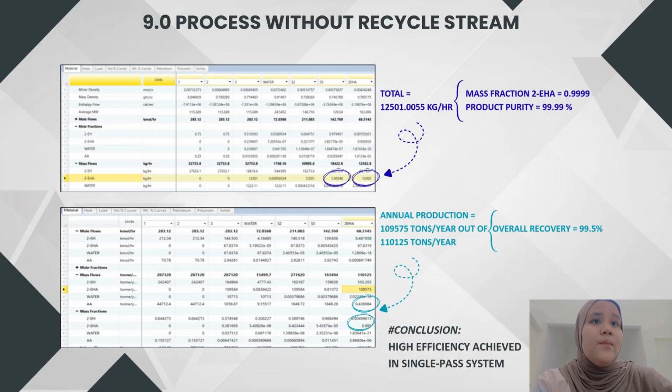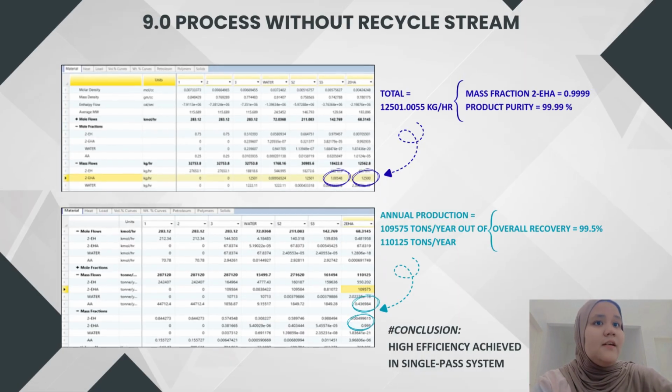99.99%. From the annual perspective, we produce 105,575 tons per year out of a total of 110,125 tons per year, which gives us an overall recovery of 99.5%. This shows that even without recycling, the process is highly efficient in a single pass operation.